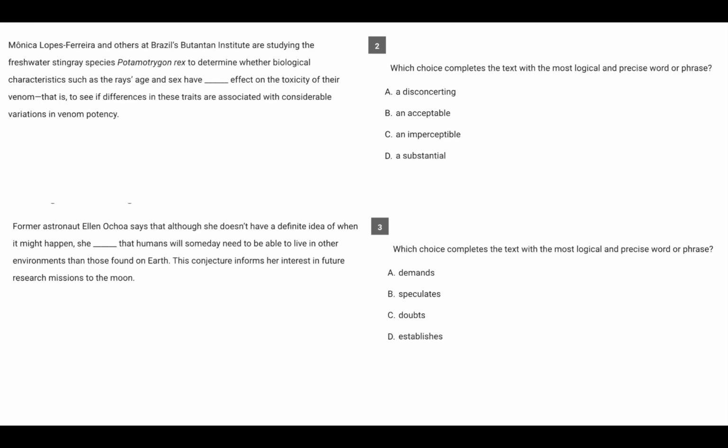All right, next example. Former astronaut Ellen says that although she doesn't have a definite idea of when it might happen, something that humans will someday need to be able to live in other environments than those found on Earth. Okay, once again, some kind of statement. And then they say this conjecture. So pay attention to this word. This conjecture. So everything that is said before this, so the first sentence is what? It is a conjecture. And what is a conjecture? A conjecture is a statement or a conclusion that is made without full evidence.